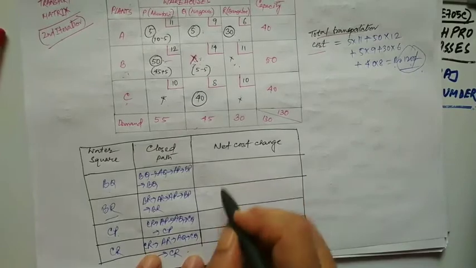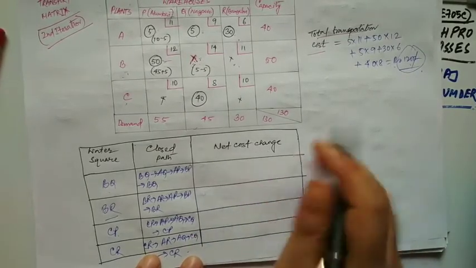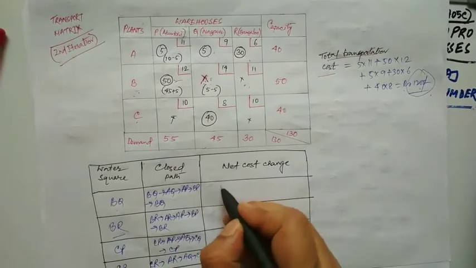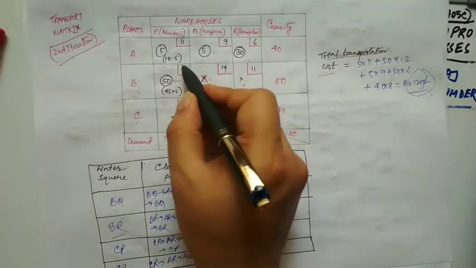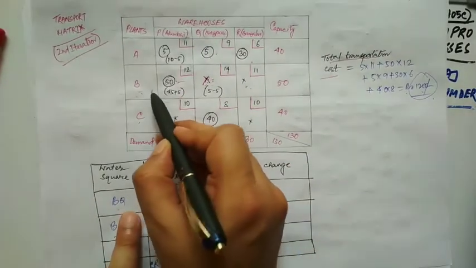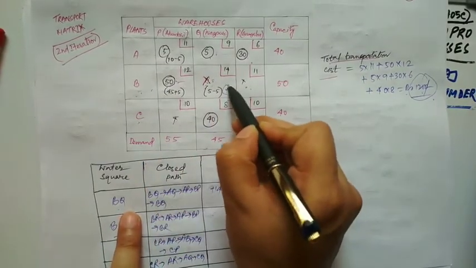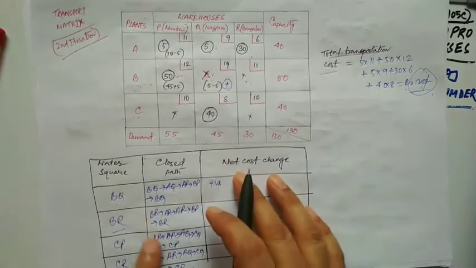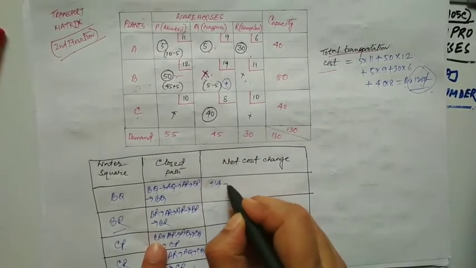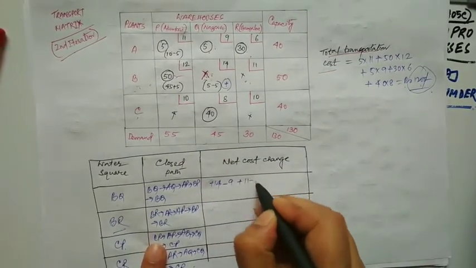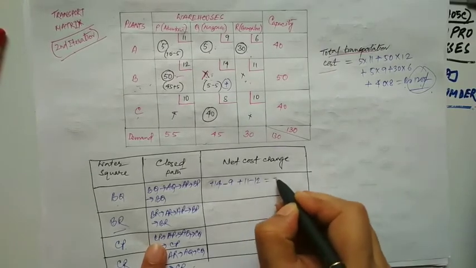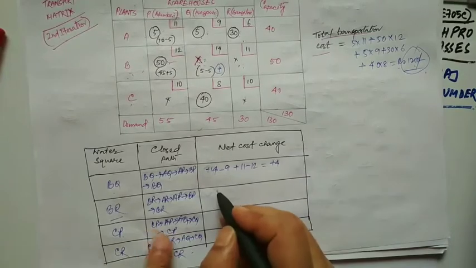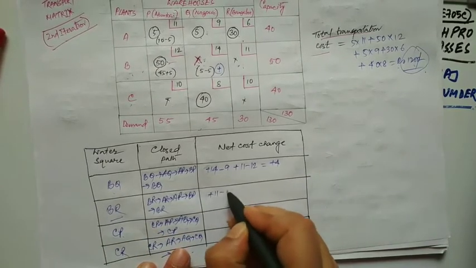Now next is the net cost change. You know how to calculate the net cost change. For BQ we have plus 14. You can check it from here: starting from here, this will be positive, then negative, then positive, then negative. I am just writing the values, as I have already solved it. If you have any problem understanding, you can comment in the comment section.